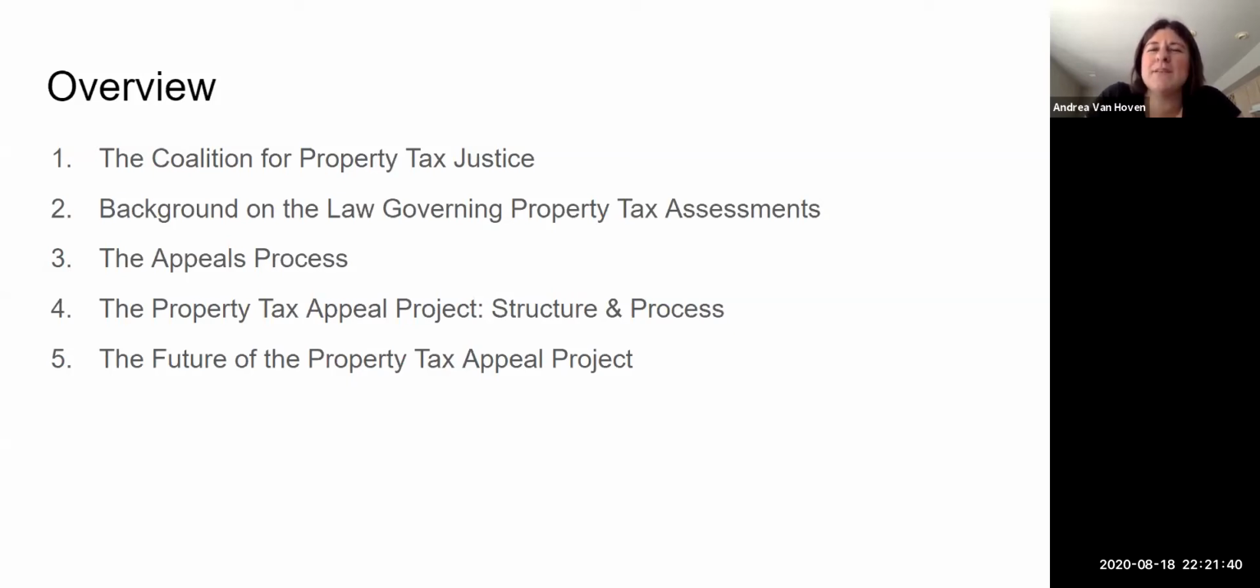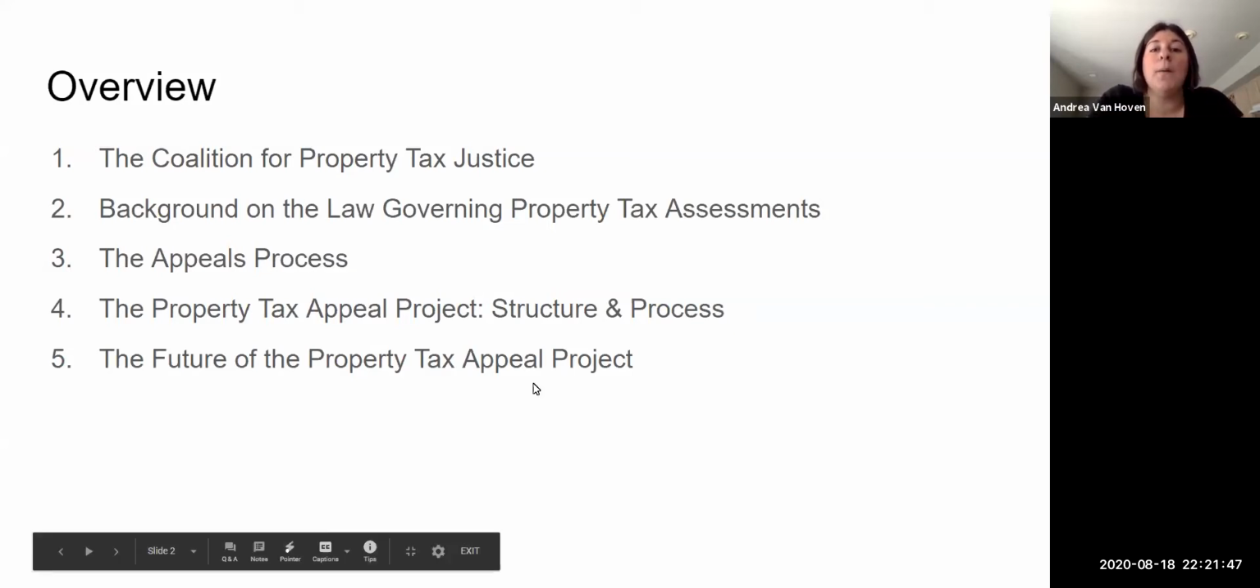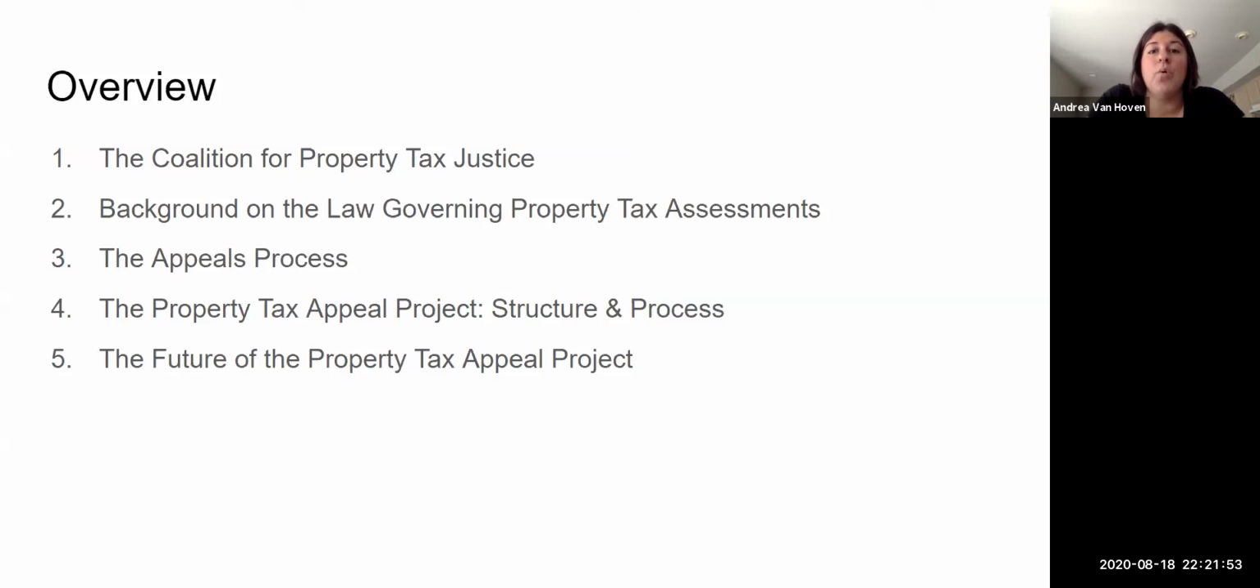I don't know if we ever got the statistic, but it would be interesting to know how many of these people that really wanted to appeal their tax assessments weren't able to, just because of a failure to meet the requirements of the assessor's review. So we'll talk about those two separately.